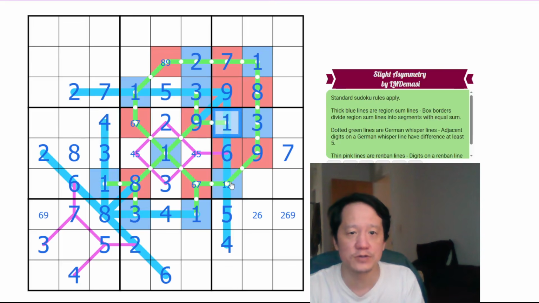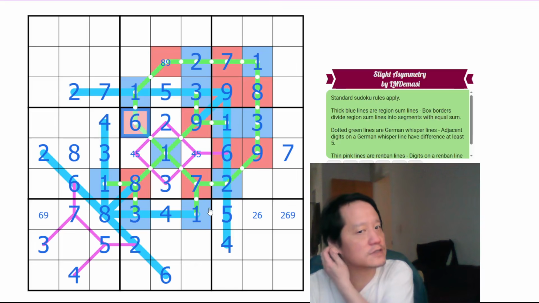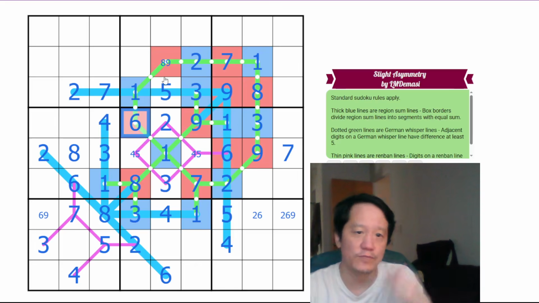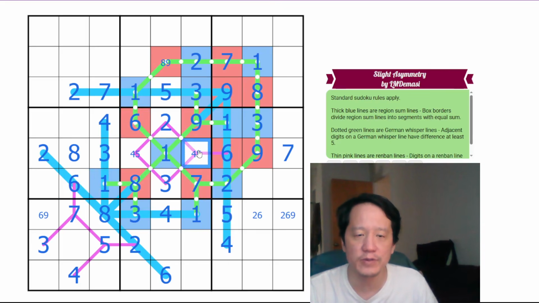2 eliminates 2 here, so it's 1 and 2. 2 cannot be next to 6 on a Whisper 5 line, so this is 7, and that's 6. We could also have done it this way too. And the rest, we basically have to do from normal Sudoku.